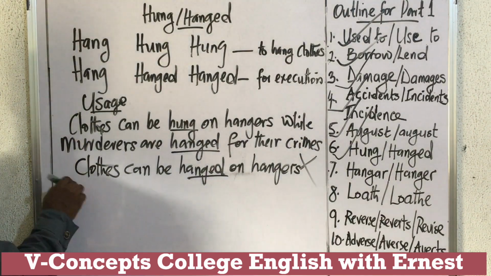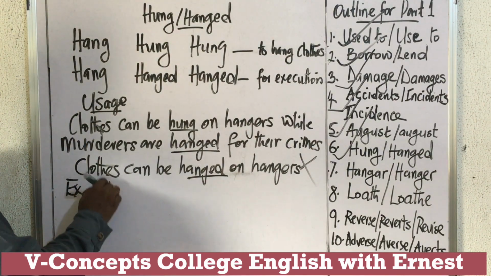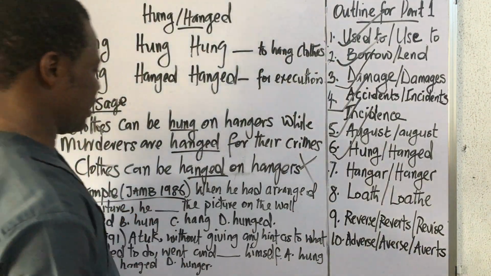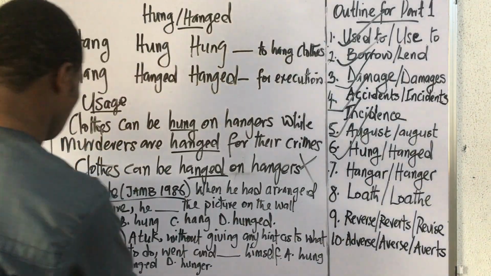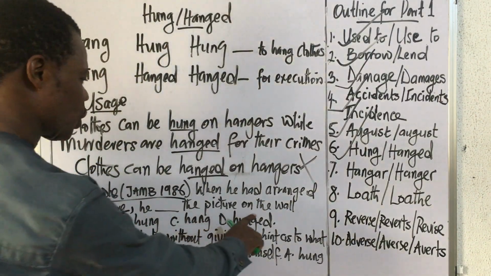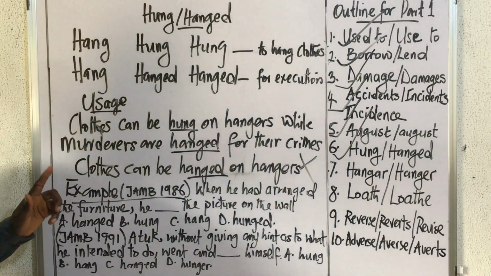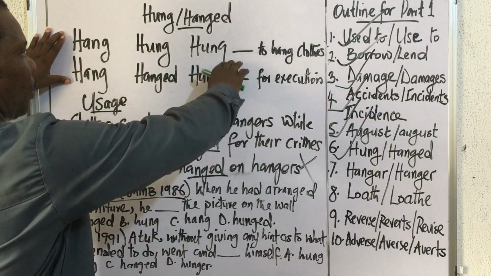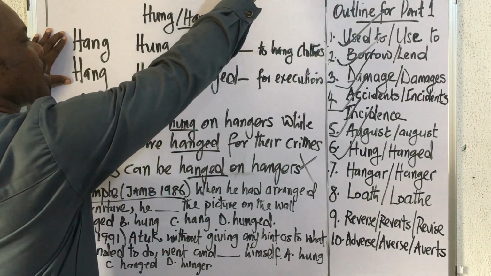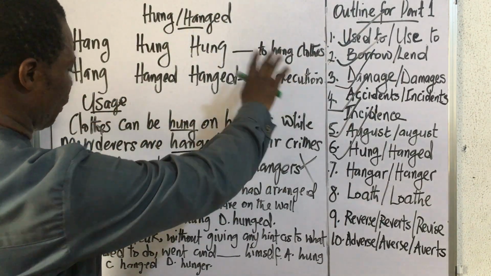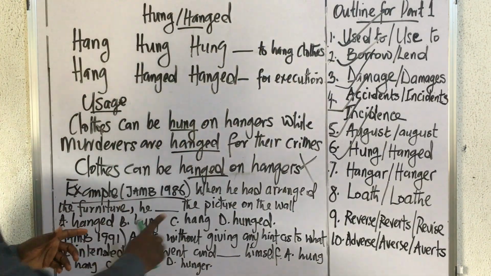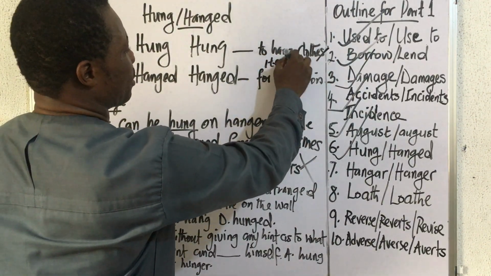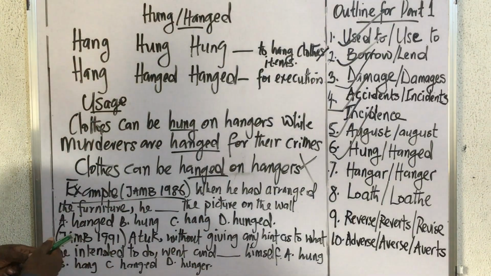Now let's have an example from past questions. JAMB 1986: When he had arranged the furniture, he hung the picture on the wall. Take note: hang, hung, hung; hang, hanged, hanged. The first is for clothes or items, and this one for execution. So if you hang pictures on the wall, these are items, and you can hang items.